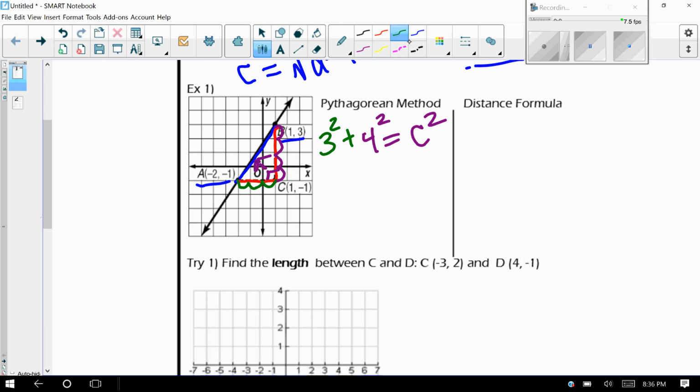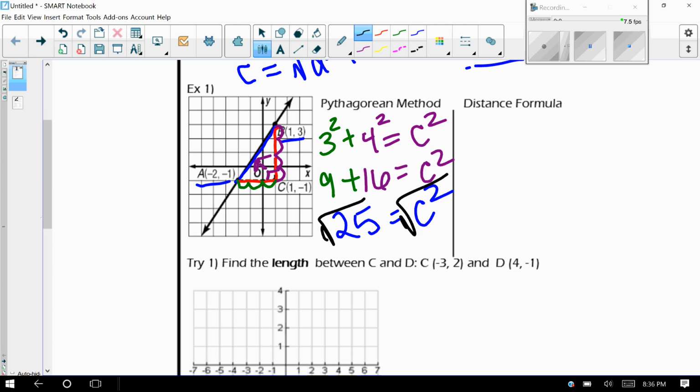Now, we know that 3 squared is 9. We're just going to simplify it. And 4 squared is 16, is equal to c squared. 9 plus 16 is 25. And that is equal to c squared, right? We don't want to know what c squared is. We just want to know c. So to get rid of that squared, we take the square root of each side, okay? You're going to have to use your calculator sometimes, but this one's pretty nice. The square root of 25 is 5, right? 5 times 5 is 25.